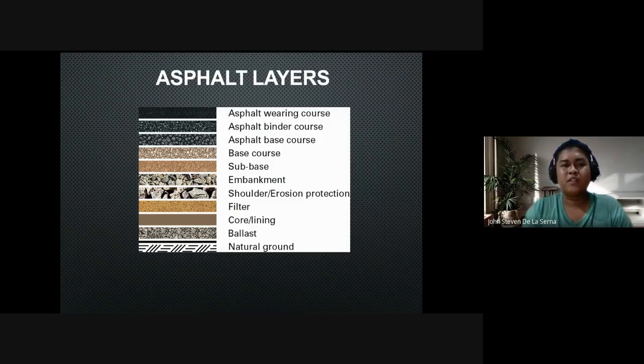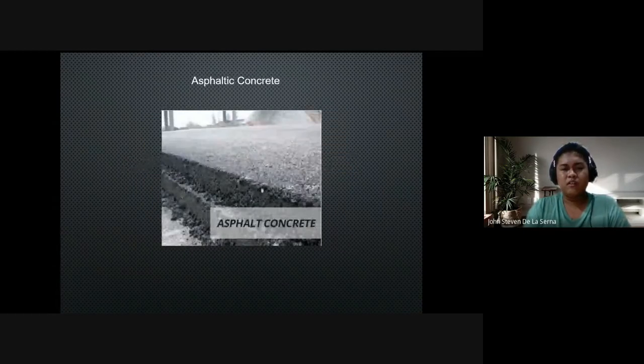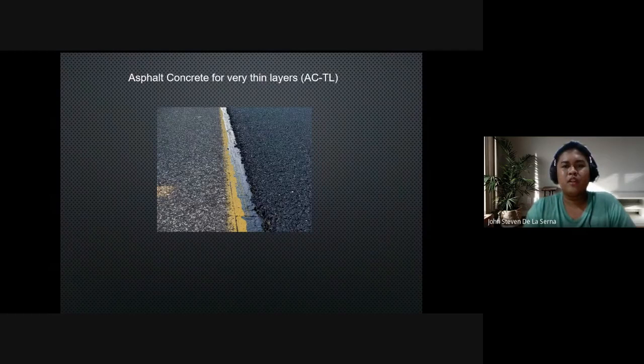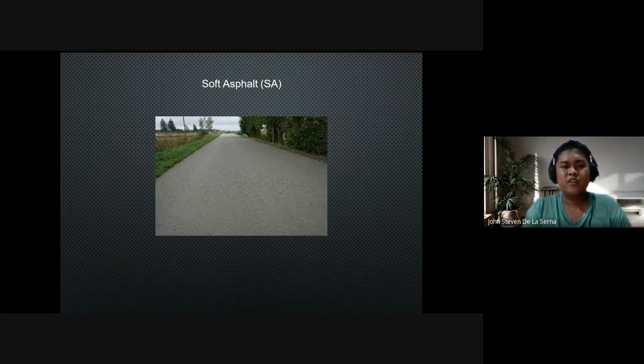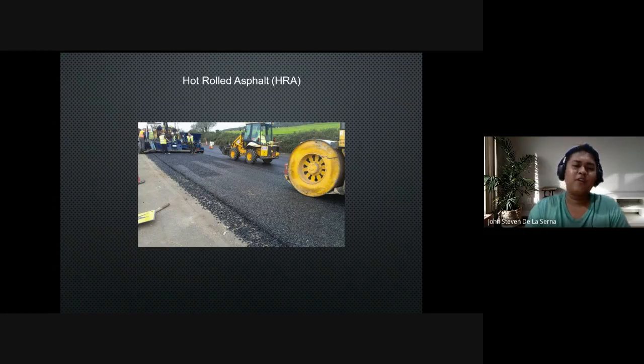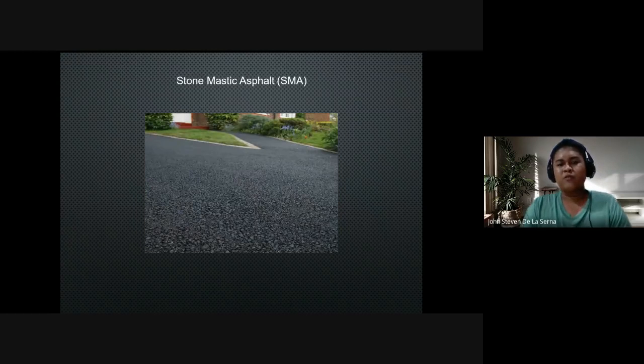Next, the asphalt mixtures. Asphaltic concrete: asphalt that has a semi-concrete color. Next, asphalt concrete for very thin layers. You can see in the picture, the concrete is very thin. Next is soft asphalt, asphalt that is commonly found in rural areas. Hot rolled asphalt: asphalt that has been rolled by a roller. Stone mastic asphalt: presence of stones is found in the asphalt.